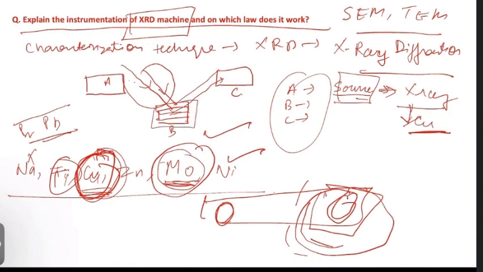Now which of them is a sample? B is a sample or C is a sample? B is the sample, ma'am. Can you give any example for the samples?